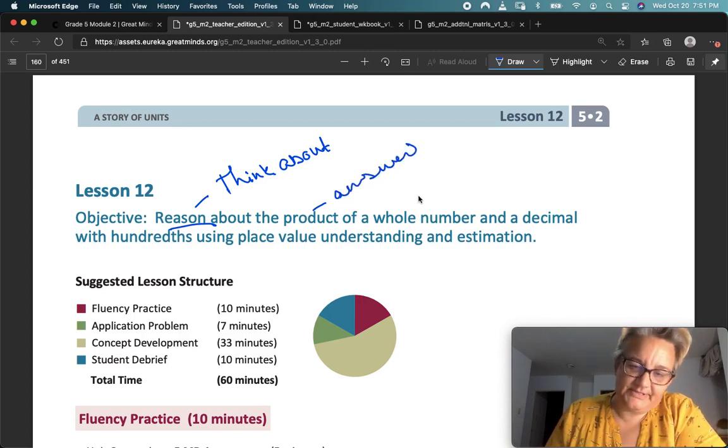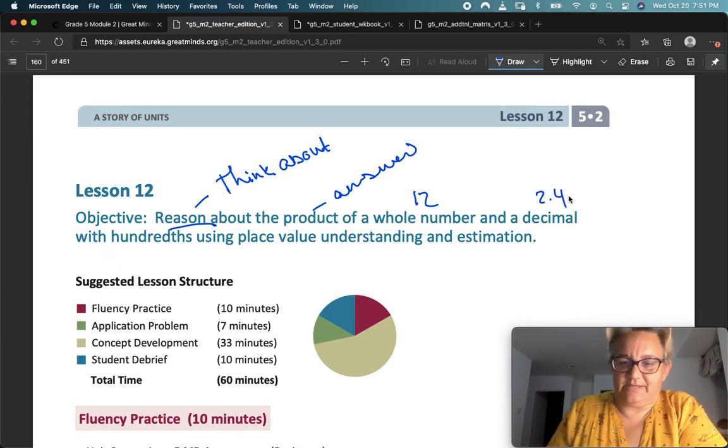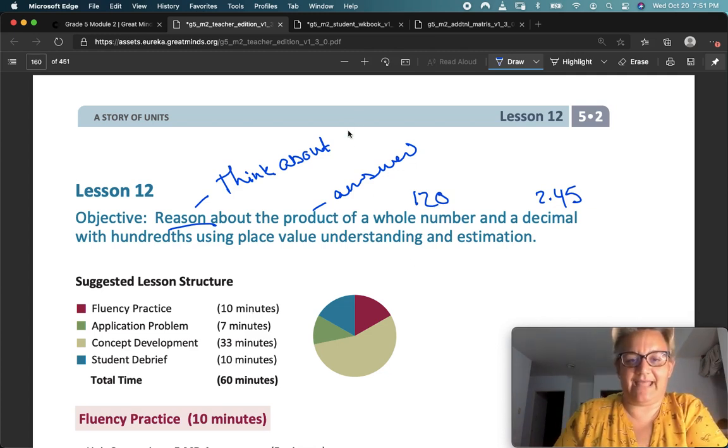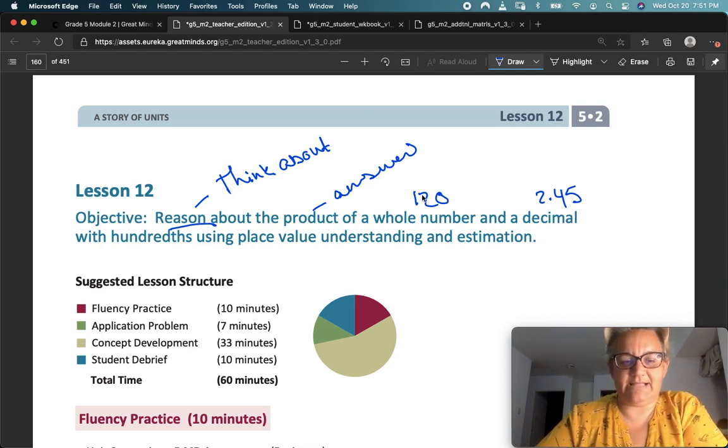Of a whole number, so something like 12, and a decimal, something like 2.45, with hundredths, using place value understanding and estimation. So what we're really doing here is adding digits onto our multiplication. This is more of the same from lesson 11 and lesson 12. The numbers are getting bigger, okay? Lots of practice with this.